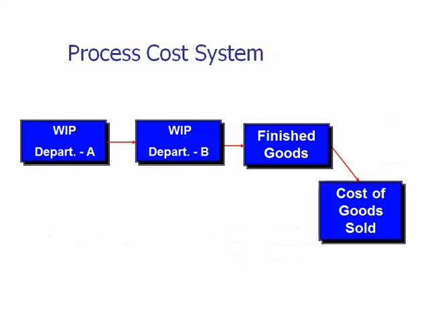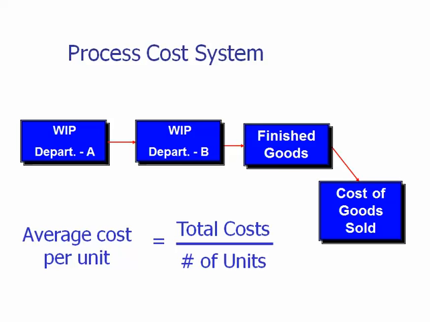In a process costing environment where we have continuous production of a homogeneous product, our product will move, say, from Department A to Department B to perhaps a Department C, but eventually it'll move to finished goods and then on to cost of goods sold. And because we're producing a homogeneous product, we will calculate an average cost per unit by simply taking our total costs and dividing it by the number of units we've produced. Or at least that's almost what we do.